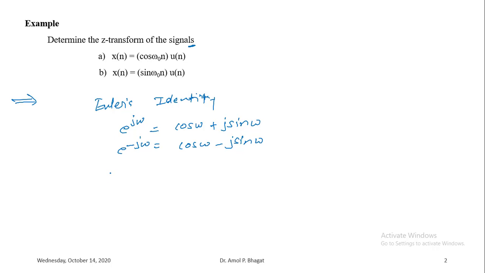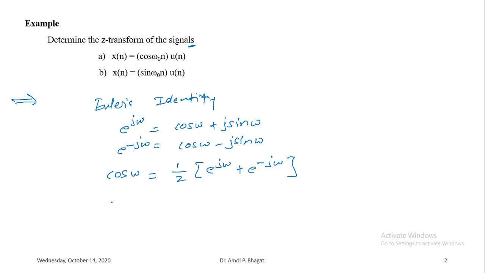So if I want to write the equation for cos omega, cos omega will be simply 1 by 2 times e to the power j omega plus e to the power minus j omega. Why? Because e to the power j omega is cos omega plus j sin omega, and e to the power minus j omega is cos omega minus j sin omega. So the j sin omega terms cancel because of the plus and minus signs. It will be 2 cos omega, and to cancel that 2 we multiply by 1 by 2, so only cos omega remains.